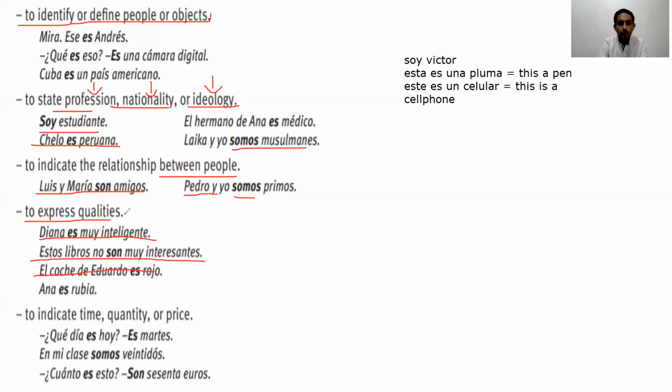Okay. We also use it to indicate time, quantity, or price. So, ¿qué día es hoy? Es martes. What day is today? It's Tuesday. En mi clase somos 22. We are 22 people in this lesson as well. And ¿cuánto es esto? How much is it? When we want to express the price, we always use it in plural, okay? Always the plural version. Okay, let's continue.